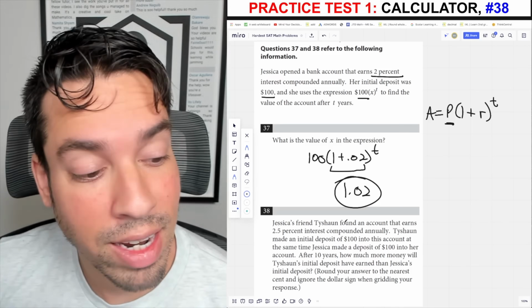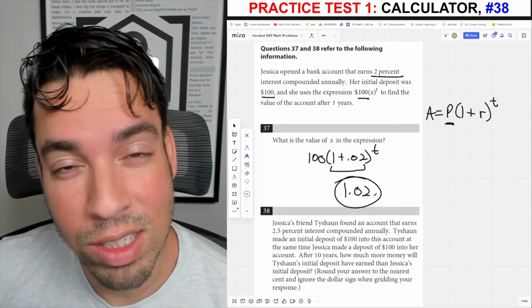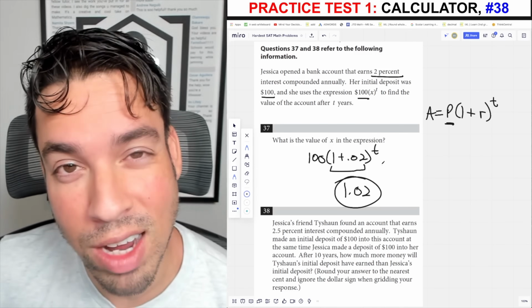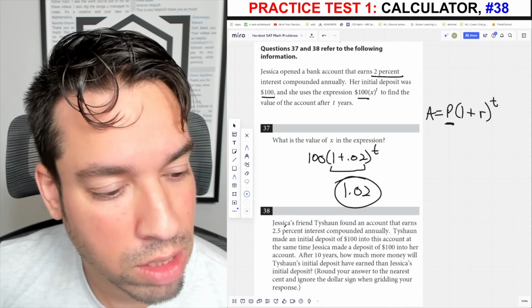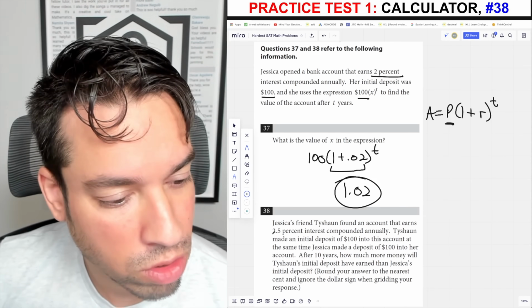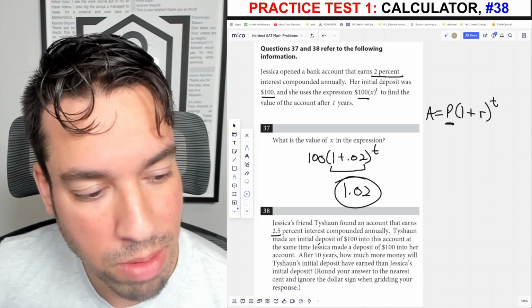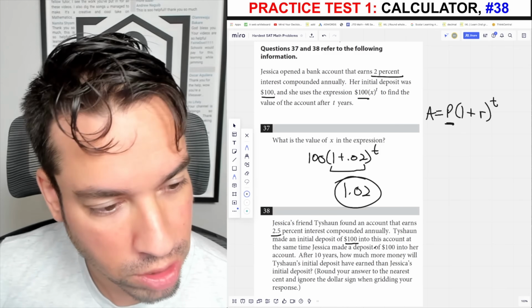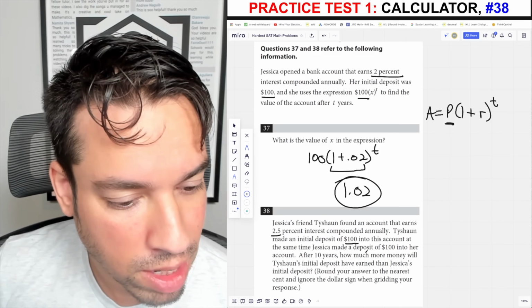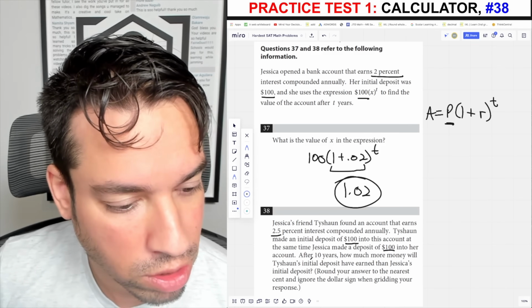Now we come to 38, and notice that 38 is building on 37. And if you get 37 wrong, you're kind of hosed. But hopefully you'll get 37, and then you can get 38. So it says, Jessica's friend Tayshawn found an account that earns 2.5% interest. Again, I'm underlining the numbers. Tayshawn made an initial deposit of 100, just like Jessica, into this account. At the same time, Jessica made a deposit of 100 into her account.